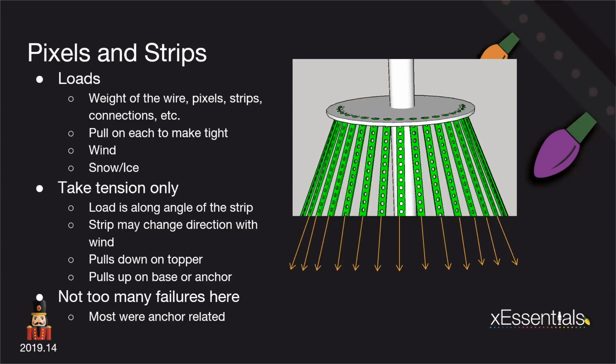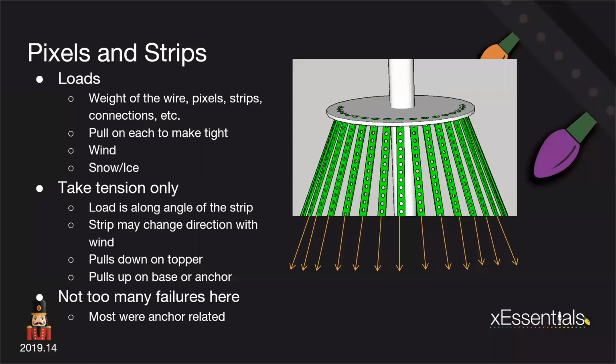Any of these wires and things like that are only able to take tension. And if you don't know what tension is, pull on something like a string or a rubber band, and you put tension into that string or rubber band. If you pull too much, it breaks. Compression is the opposite of tension, where you try to push something. If you try to push a rope or a string, it pretty much deforms and you can't do anything with it. The pixels and the strips are pretty much the same way.